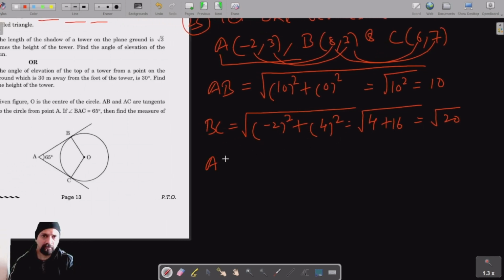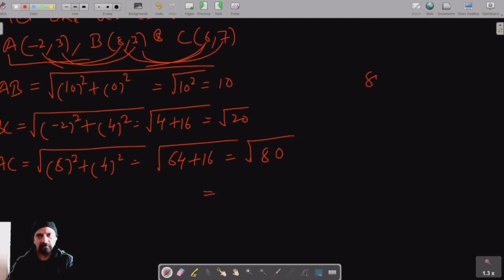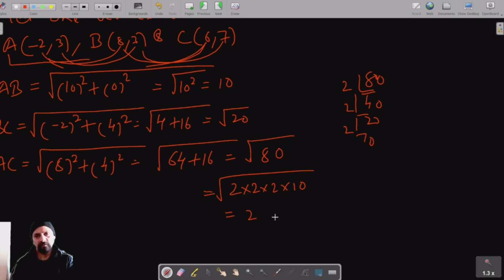Now let's find out AC. We'll find out all the three sides. So AC is 6 minus of minus 2, which is 8 square, plus 7 minus 3, which is 4 square, which gives us 64 plus 16, and this is 80. Now 80 can be written as, if factorized, 2 into 40, 2 into 20, 2 into 10. And this is equal to under root 2 into 2 into 2 into 10. So this is 2 under root 20.